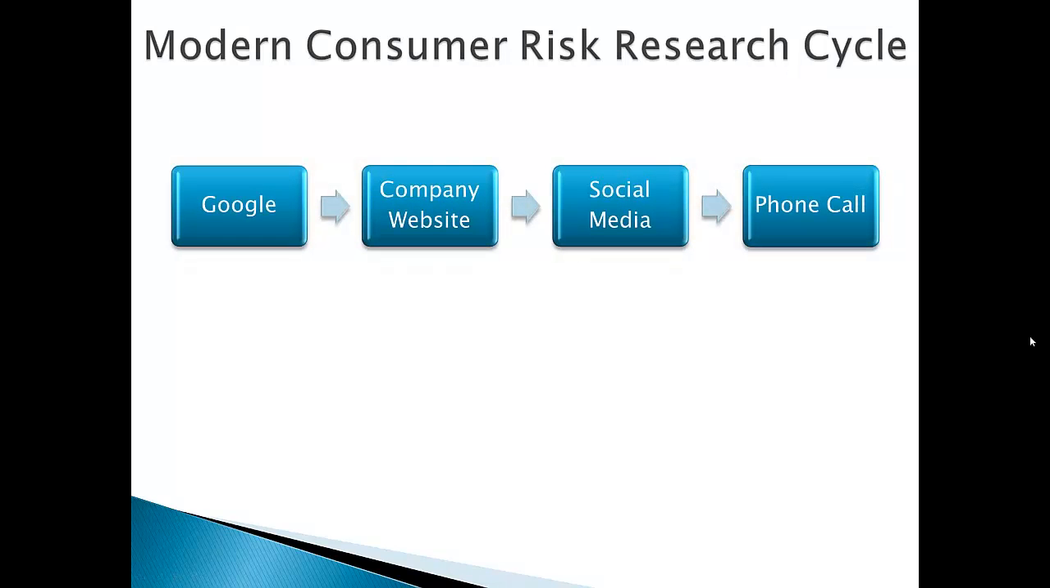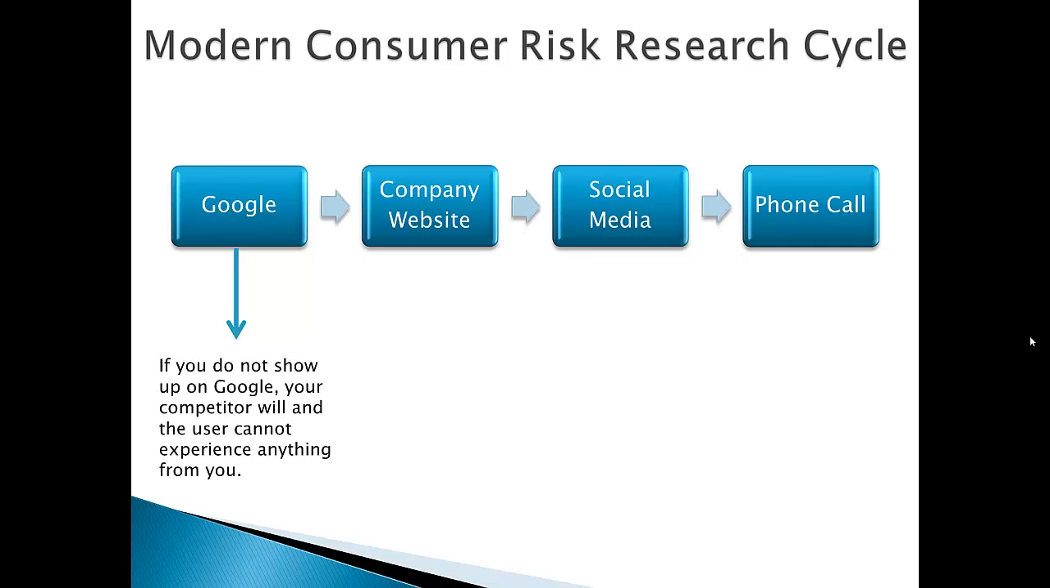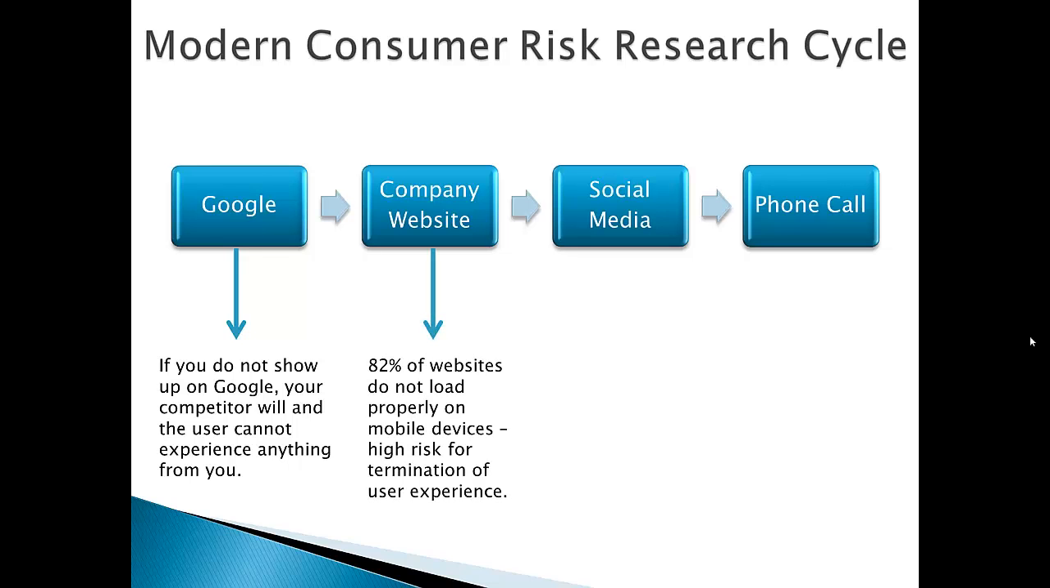First, we have Google, then we have company websites, then we have social media, and phone calls. Initially, when a modern consumer is interested in learning about a product or service, or finding out about a piece of information, they're going to go to Google. If you don't show up on Google, your competitor will, and the user cannot experience anything from you. Thus, there's a termination of relationship.